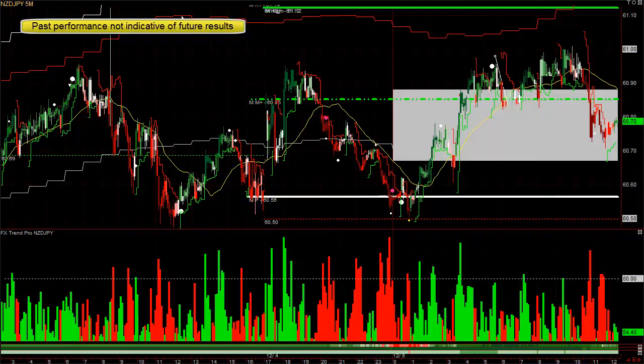Nothing really happened. Anytime a currency can't get above the previous swing high, that's a pretty big sign that the trend is going to reverse. Here it had a false breakout, tried it again and failed. The trend's over.